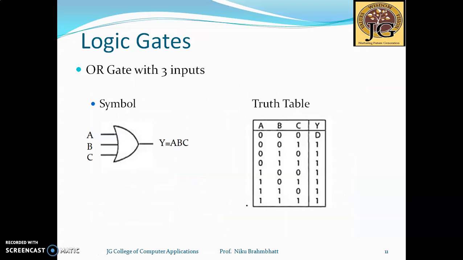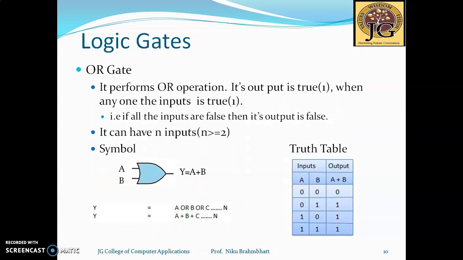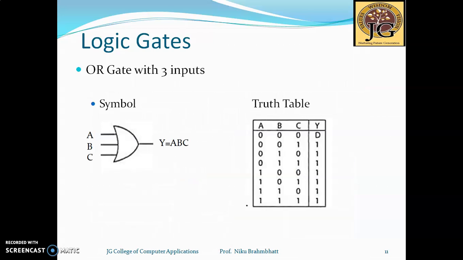Same way, the three input OR gate. That is homework. You can say that here the symbol is like a, b, c, three inputs, y equal to a plus b plus c, and make the table as a, b, c. 2 raised to 3 is equal to 8 possible combinations, as we discussed previously. You can make the truth table.